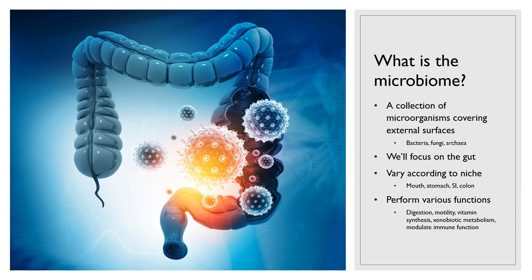And within the digestive tract, our gut microbiome helps perform various functions. It affects our digestion, our gut motility, vitamin synthesis, and xenobiotic metabolism. Xenobiotics are things found in food that can have biological functions within us, things such as polyphenols and things of that nature. And it also modulates our immune function. It can help promote a stable, healthy environment in the gut by promoting immune balance and making sure inflammation and things that can become deleterious don't get out of control.